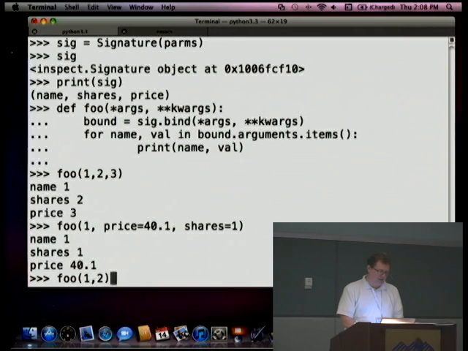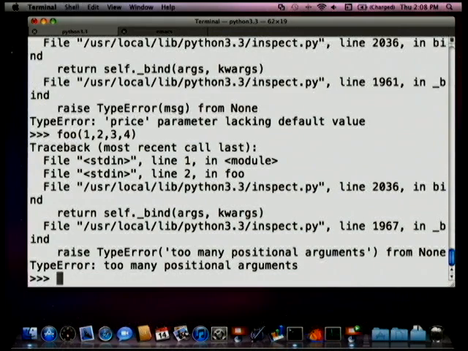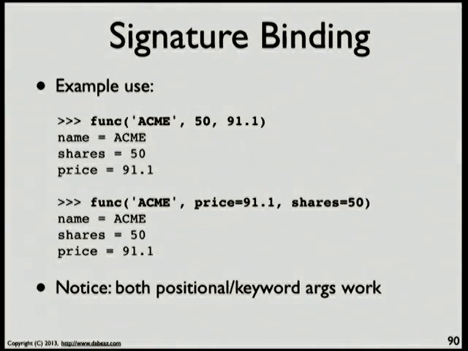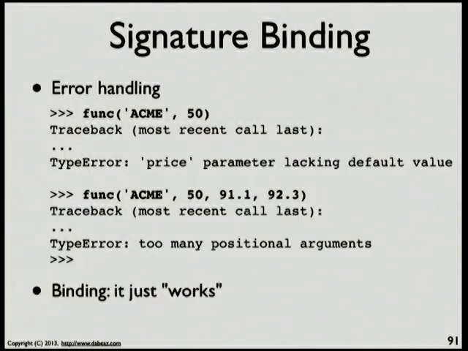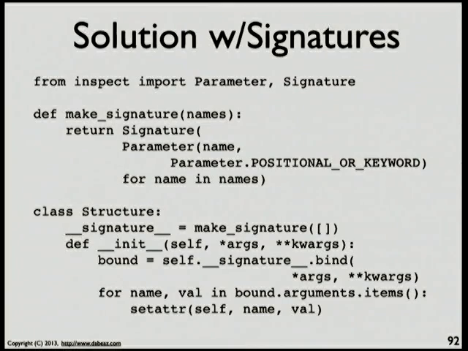It will do argument checking, saying that it's lacking a default value. Didn't get a value for price. It will do all the error checking that you would normally do for a function. It's basically taking a signature and enforcing it on star args, star keyword args. Hopefully you see that going on. That is actually kind of a neat feature because you can use that. So it does all the error handling, all the enforcement. You can actually use that in some of this structure code.